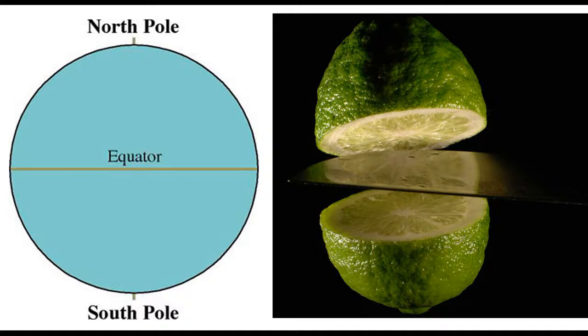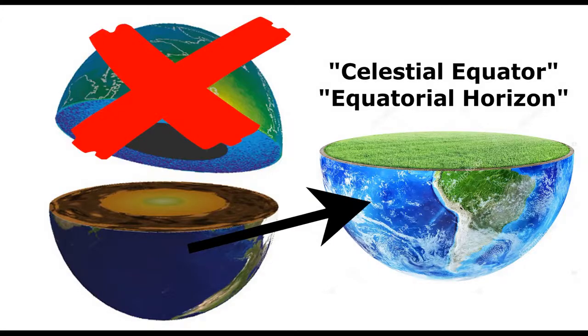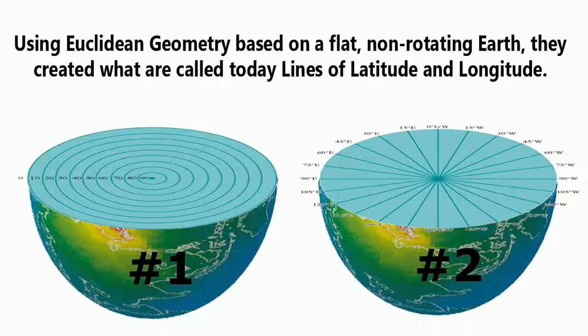When they refer to equatorial horizon, they divide Earth in two halves. Get rid of the upper half and use the flattened surface of the bottom half to do all of their calculations. Let me demonstrate it here for you. Here you see on image number 1 how they laid out the parallel lines, and on image number 2 how they laid out the longitude lines.